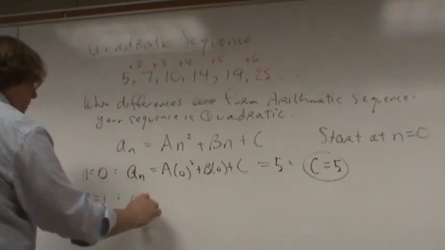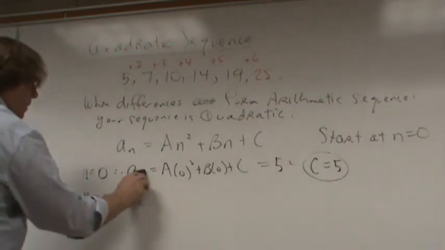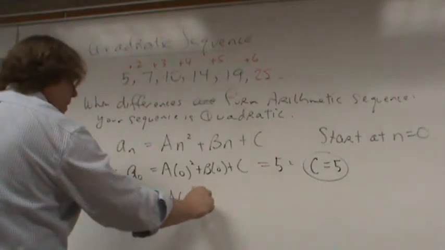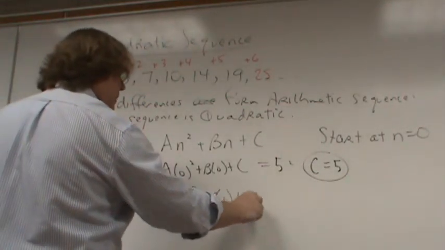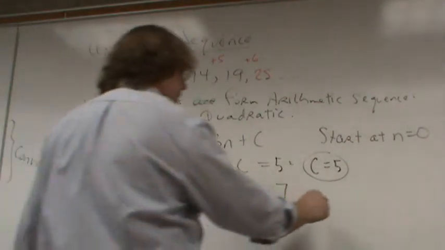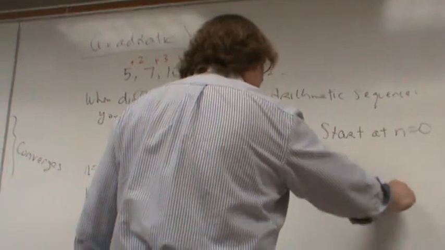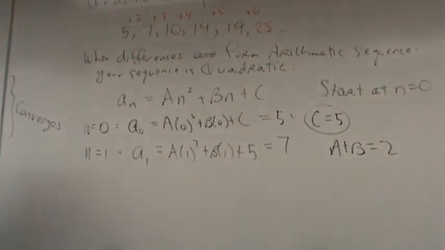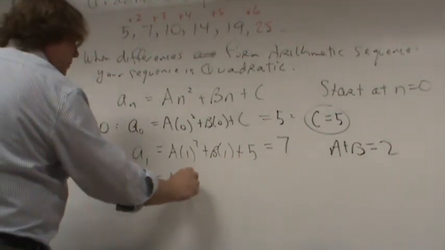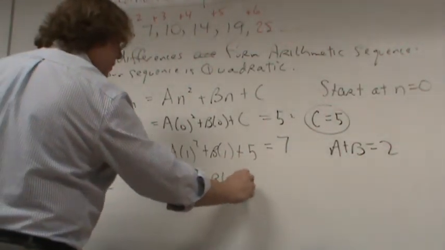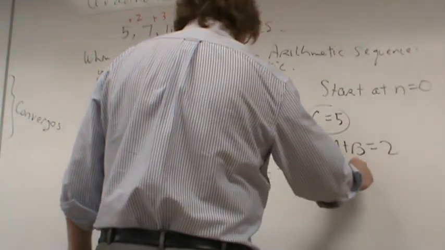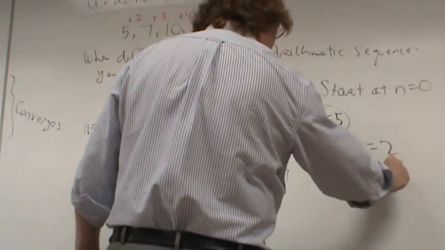Here, a sub 1 equals A times 1 squared plus B times 1 plus 5, which equals 7, which means A plus B equals 2. And then when n equals 2, a sub 2 equals A times 2 squared plus B times 2. Don't leave yet, I'm so sorry. Which means I get 4A plus 2B equals 2.